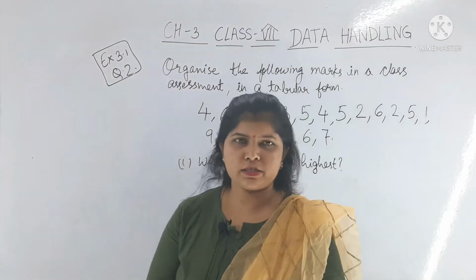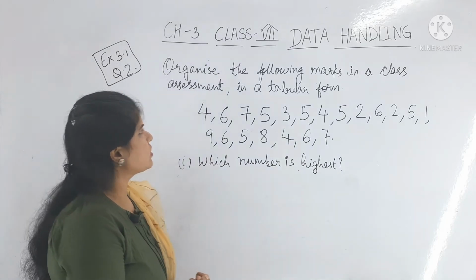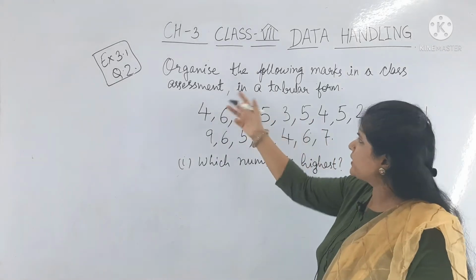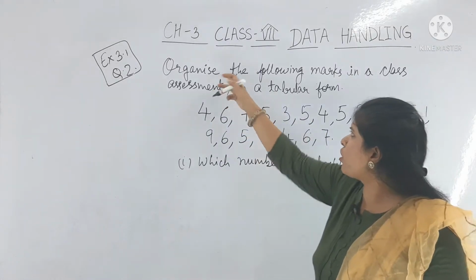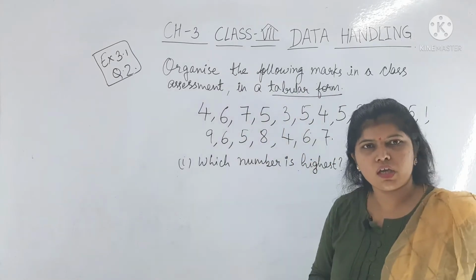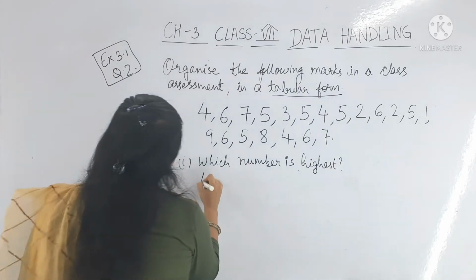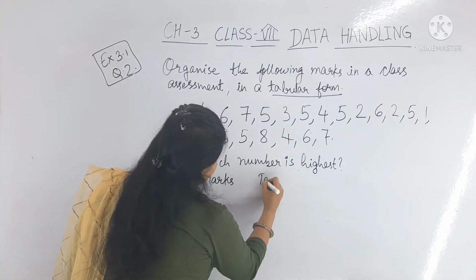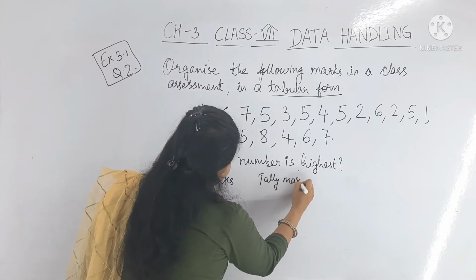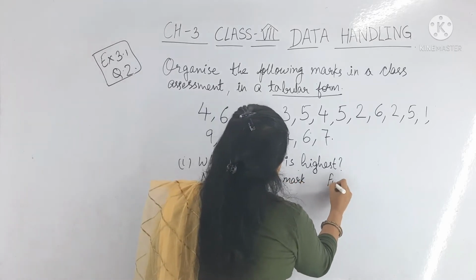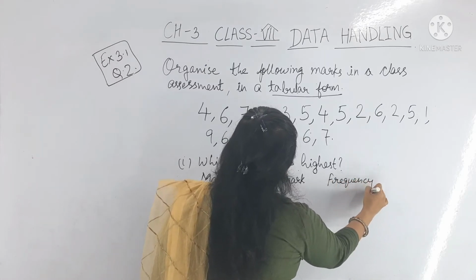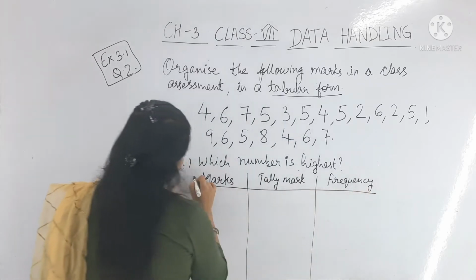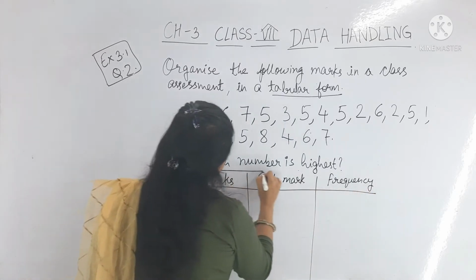Now students, let's move to question number 2 here. What is question number 2? They had given some following marks for the class assessment. Okay, that we have to organize in a tabular form. So how will you make it? Marks, tally marks, frequency. Like this you have to draw the tabular form.